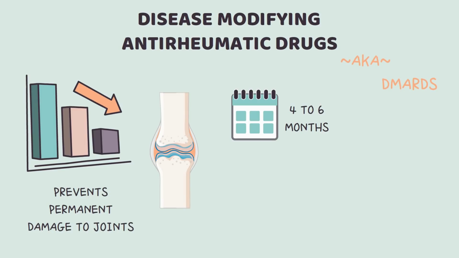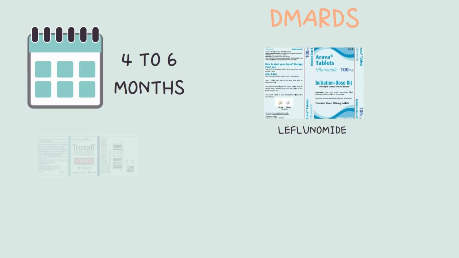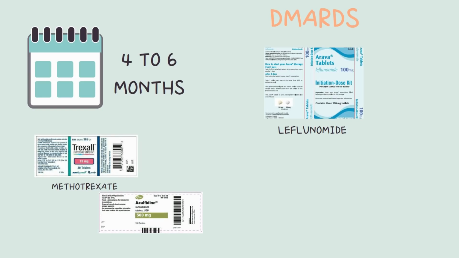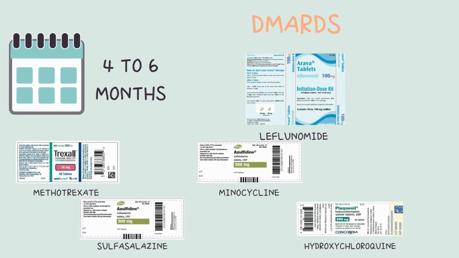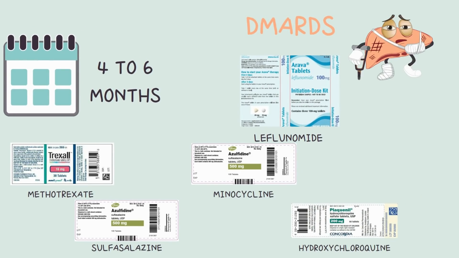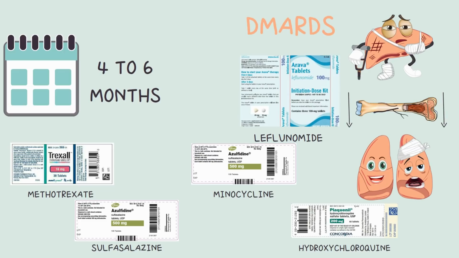The most common DMARDs that are used to treat rheumatoid arthritis include leflunomide, methotrexate, sulfasalazine, minocycline, and hydroxychloroquine. Side effects vary but may include liver damage, bone marrow suppression, and lung infections. And since these drugs have to be taken for a lifetime, the side effects of these drugs can be a serious issue. That is why recently many newer types of drugs have been developed for treating rheumatoid arthritis.